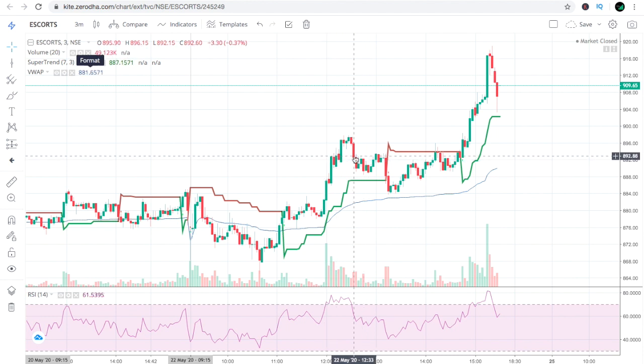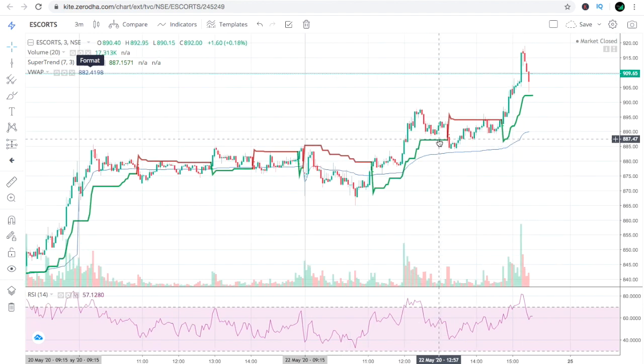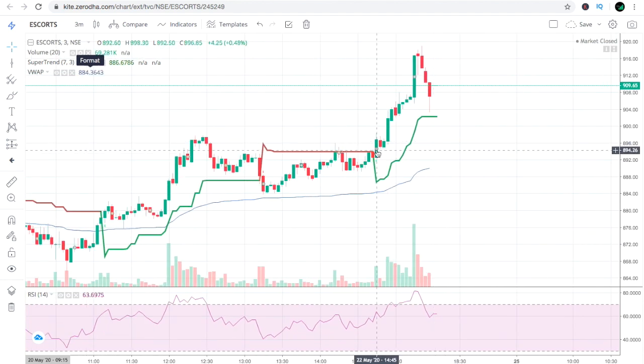So now what should be the ideal entry point? First it is important to understand that we will continue using the 3-minute chart to determine an ideal entry point as long as the previous breakout high of Supertrend, that is 885 in this example, is maintained. So from this Supertrend breakout, we can see that this breakout is over the highs of the previous breakout that we considered at 885 levels. So this breakout can be considered.